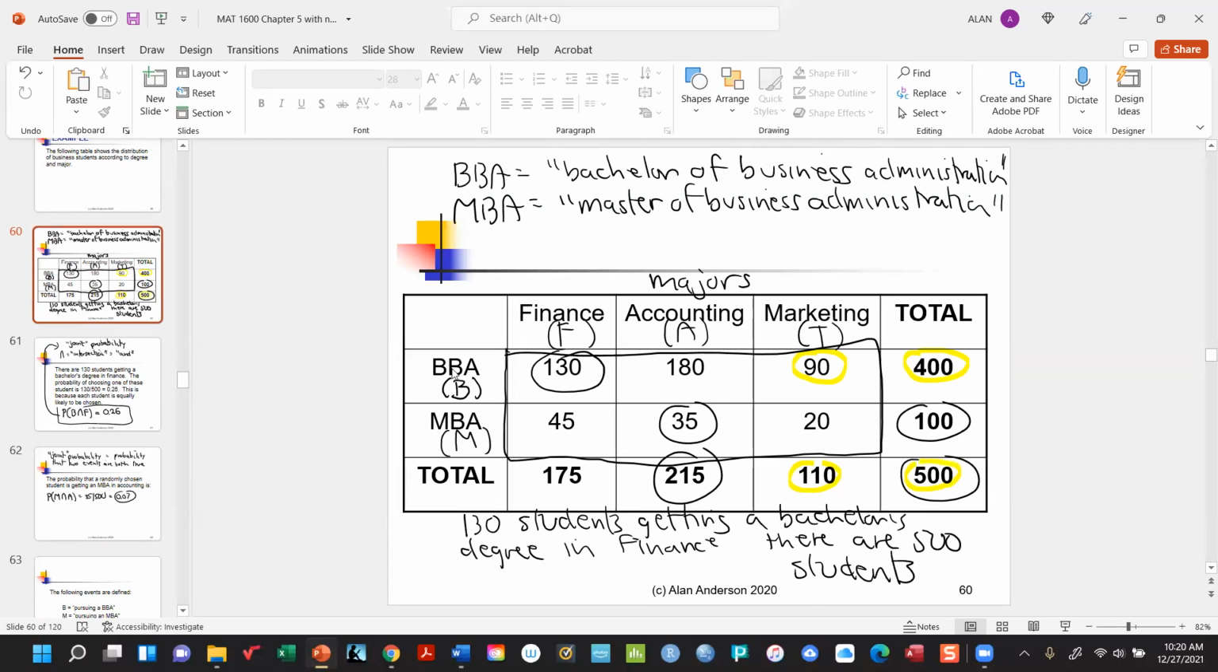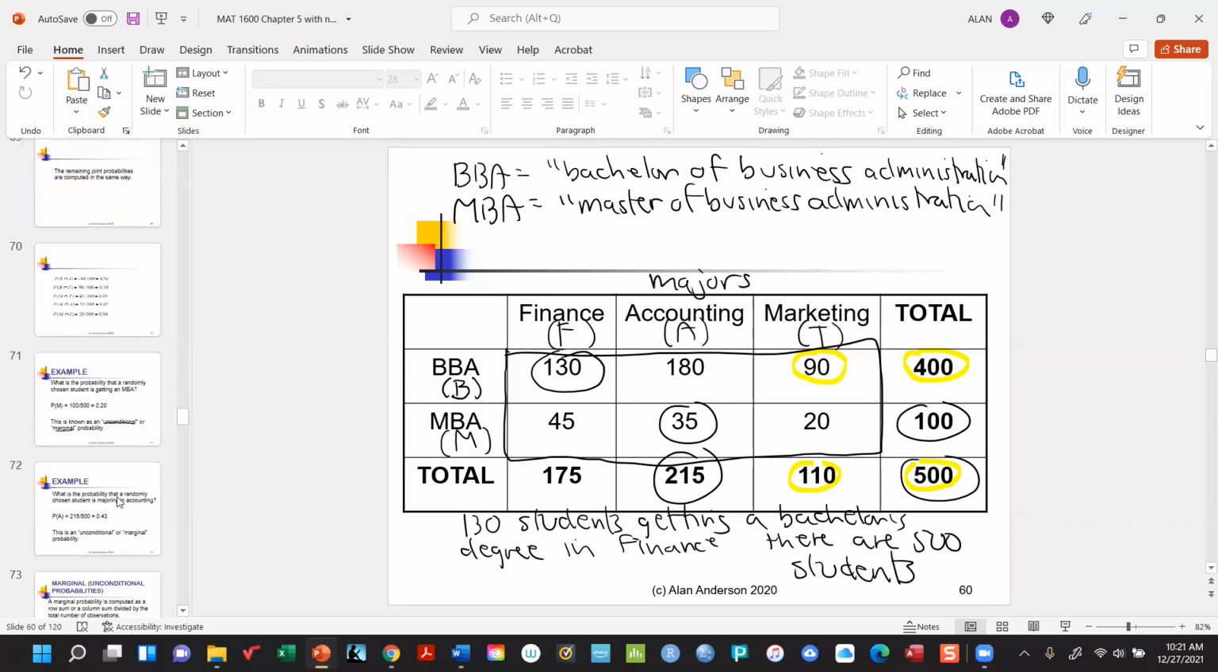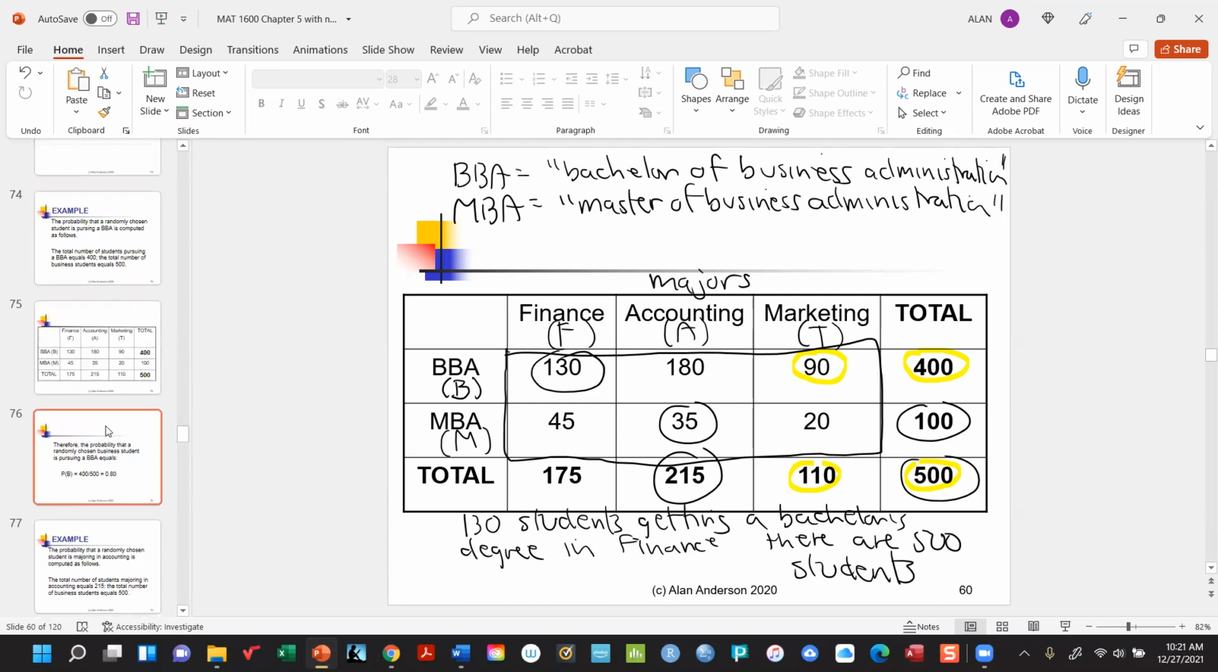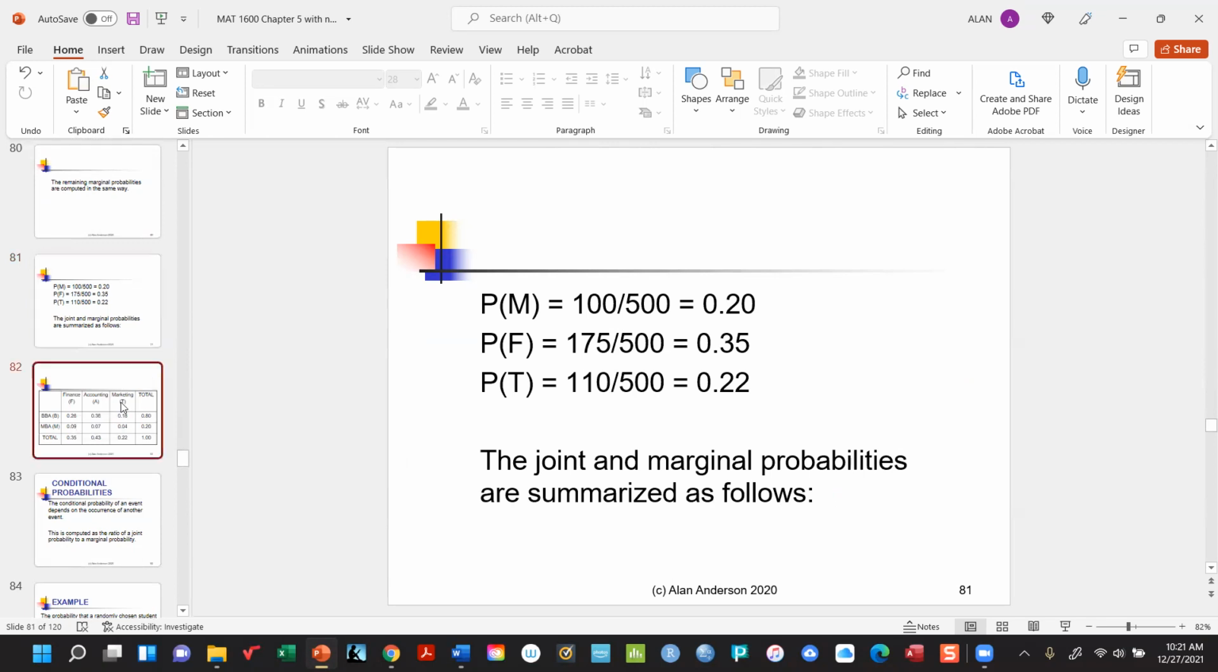Now, what I want to show you though is this: with these tables, sometimes we don't really need to know the actual number of outcomes in each category. We only are interested in the probabilities. So what that means is that you can actually divide, in this case, the entire table by 500. And when that happens, all these numbers suddenly become probabilities. So we're going to take that approach in the next section. We're going to actually replace that table with this one.